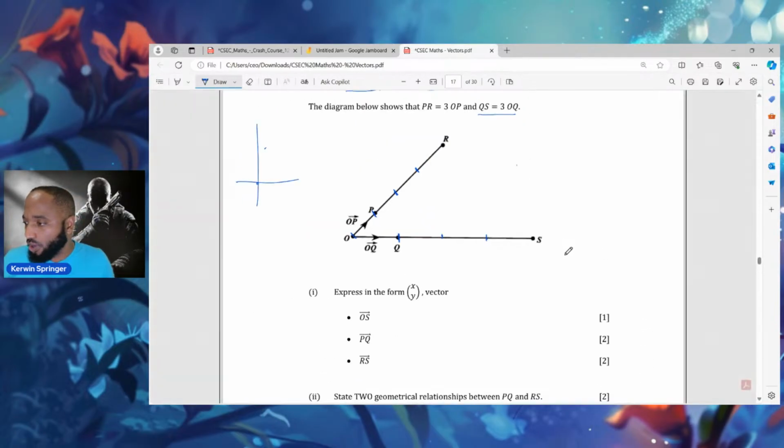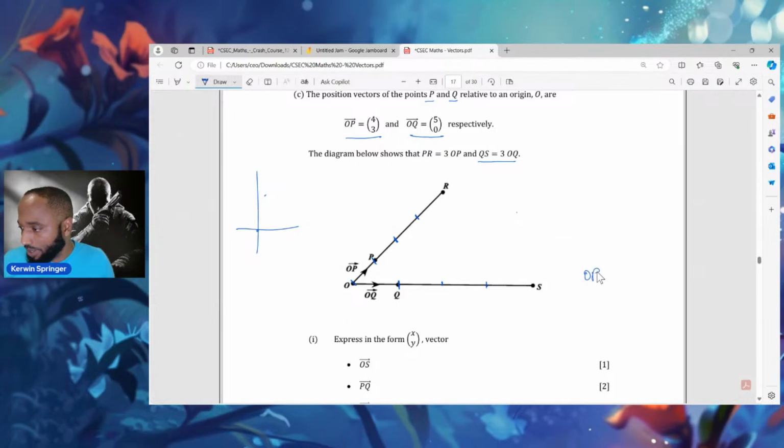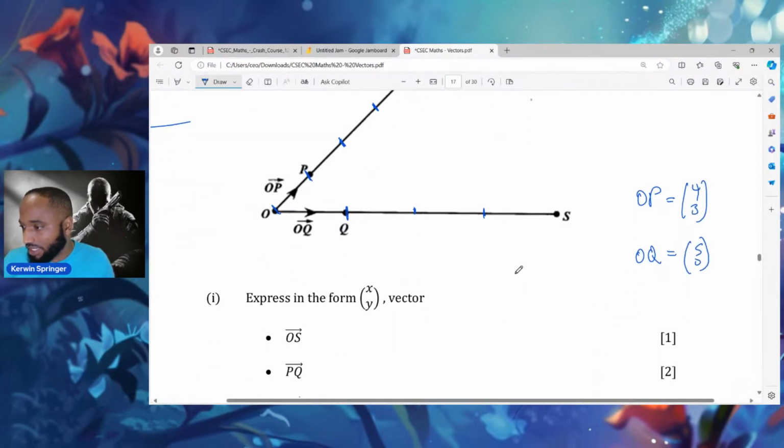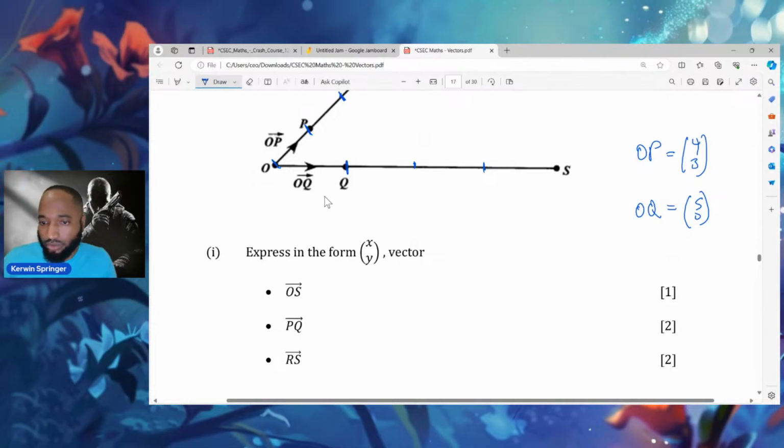So the first thing is OS. Now they gave me OP was 4.3, and they gave me that OQ was 5.0. Look at this carefully, guys. Watch. O to S is how much of OQ? O to S is really 4 of the OQs. So it's really 4 by 5.0. So O to S is 20.0. Rate out of 10, how much do you understand that? The paper didn't leak. O to S, that was a hoax.